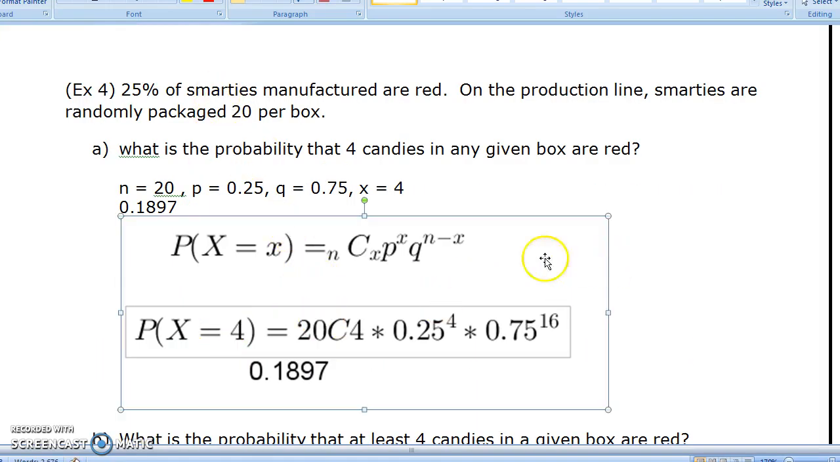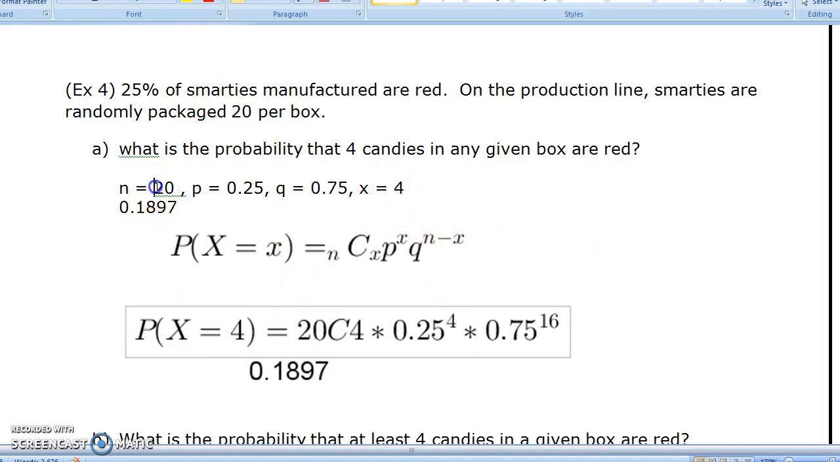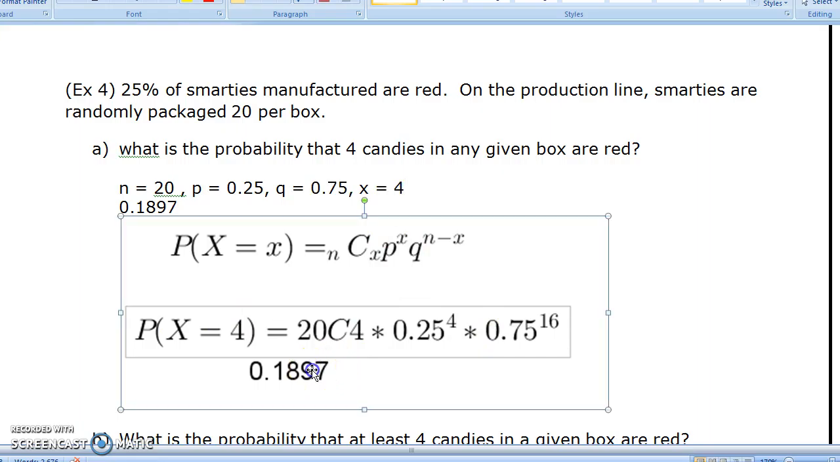Where did this come from? It came from here. We plugged in n is 20, p is 0.25, q is 0.75, x is 4, and we just subbed everything in and calculated.